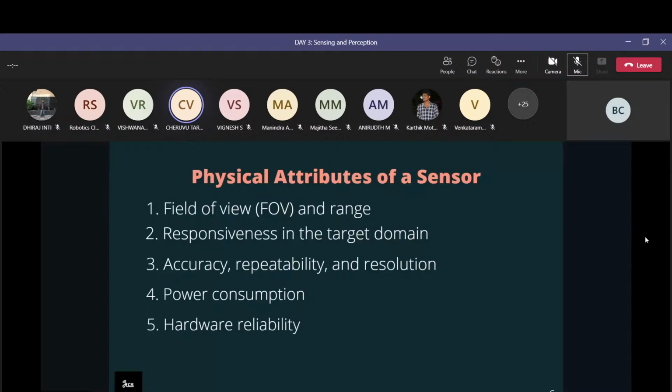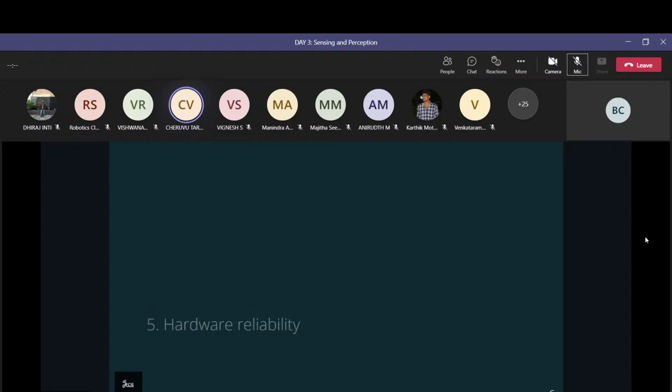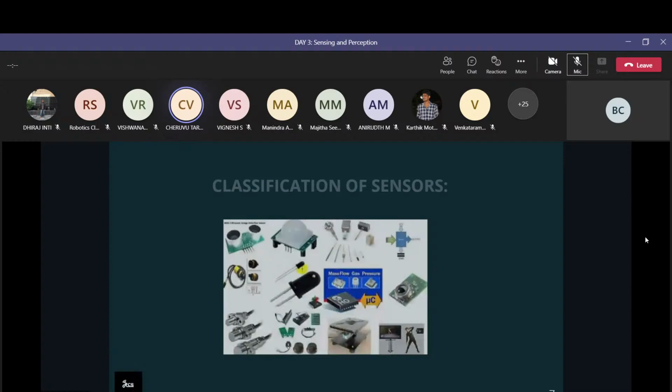So these are the basic physical properties, guys, which you need to keep in mind when you design a sensor or work with sensors. It's better to know about all these physical properties. Next, let us see the classification of sensors.